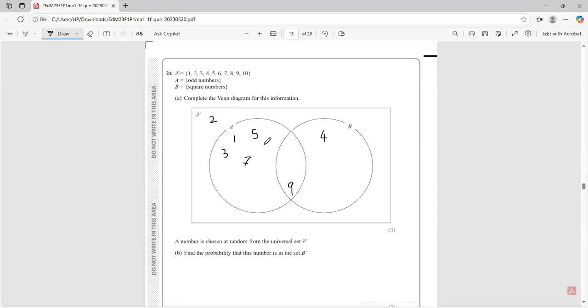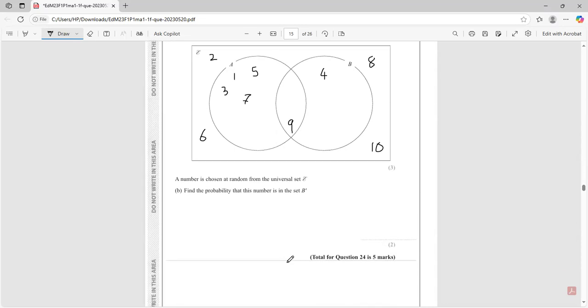3 has been taken. 4 has been taken. 5 has been taken. 6 is outside. 6. What else? 7 has been taken. 8. Thank you very much. And 10. 8 and finally 10. Okay. Good. So we've done that, gotten half of our marks.